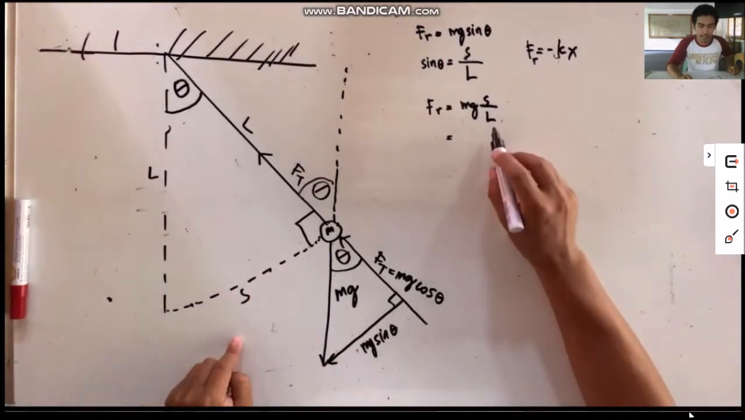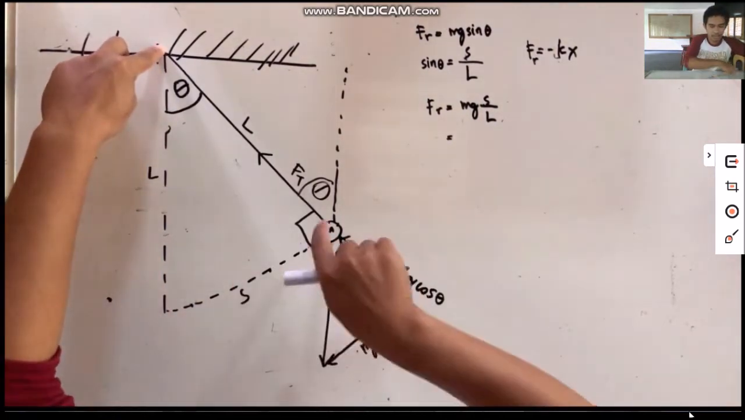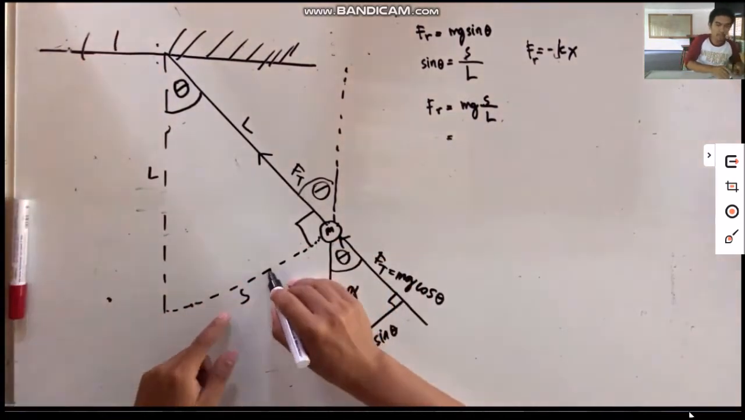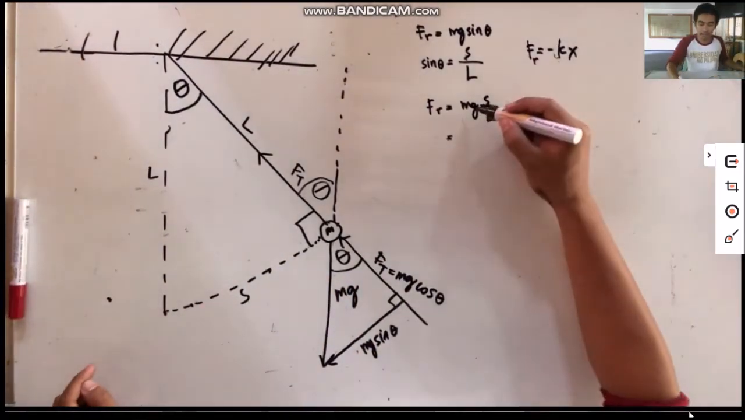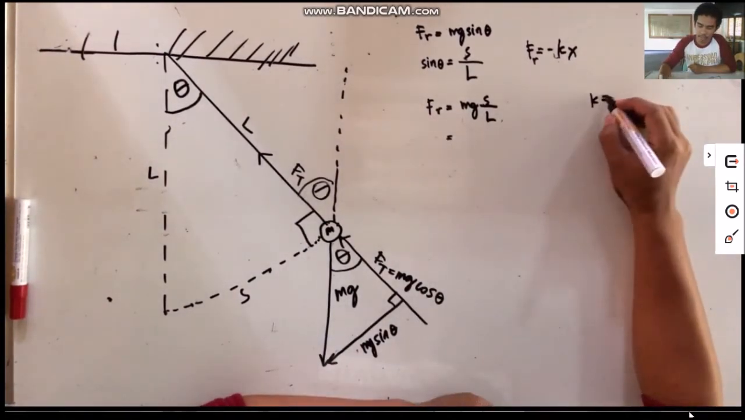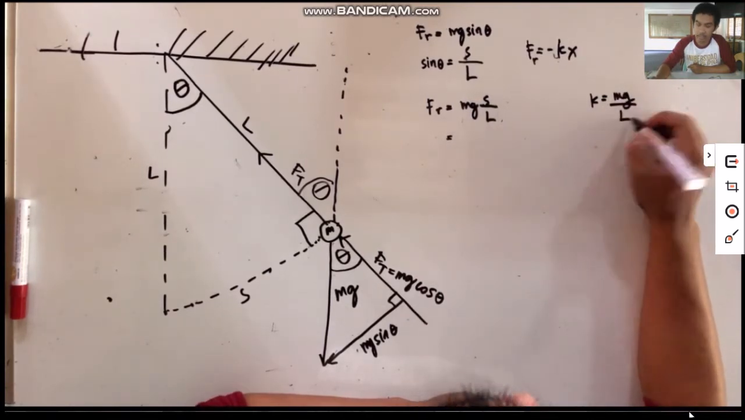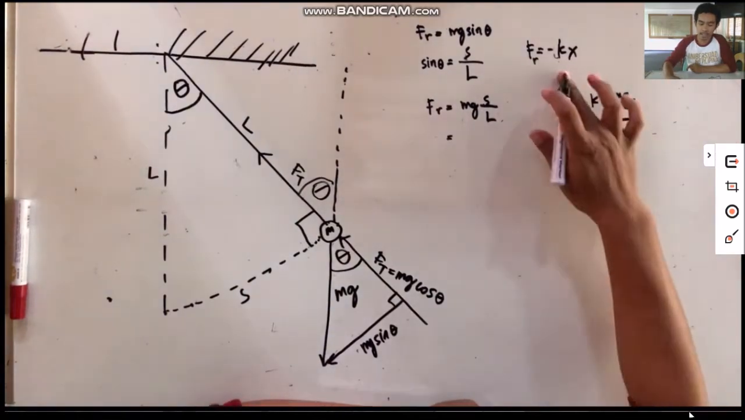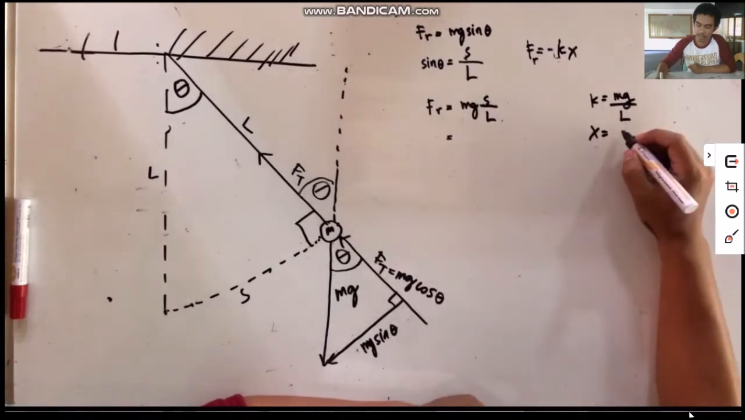What else? The length of the string is constant at every position. So it's not changing as this pendulum oscillates. The length of the string at this position of the bulb is the same as the length of the string at this position of the bulb. So m, g, and L are constant like k. So k can be considered as mg over L, and x is the arc. The x is the arc S.